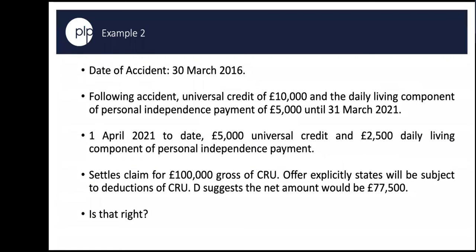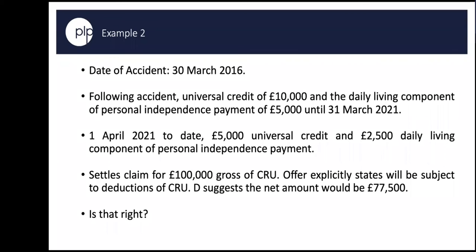Moving on to the second example, this is one illustrating the idea of the relevant period, and it might not be something that you get in practice, but we want to show you how it works with a practical example. So we've got a situation where an accident happens on the 30th of March 2016. After that accident, there is a universal credit payment of £10,000 and a daily living component of PIP of £5,000, and those benefits are paid, totaling those amounts, up until the 31st of March 2021. So up until the period 5 years after the accident.